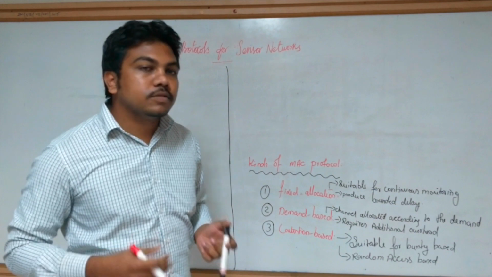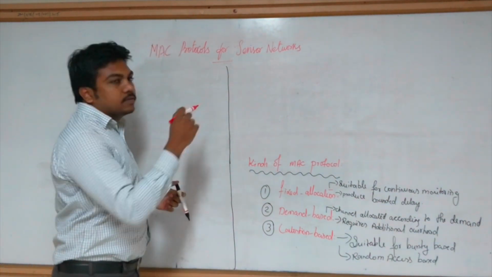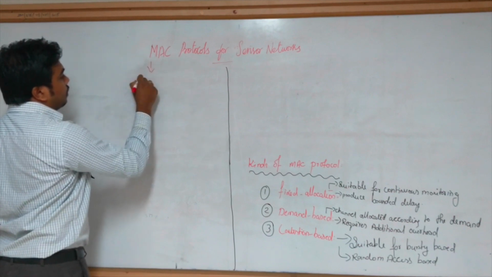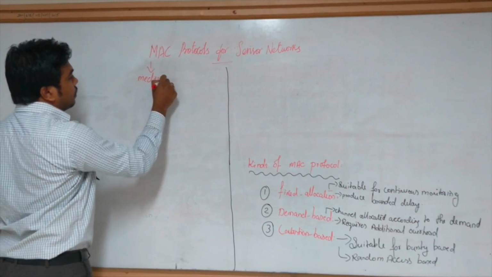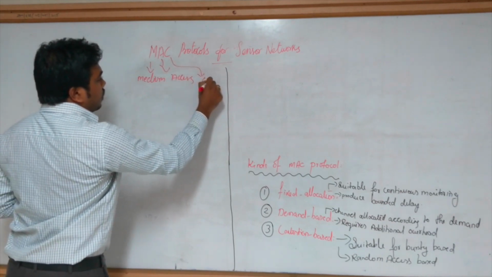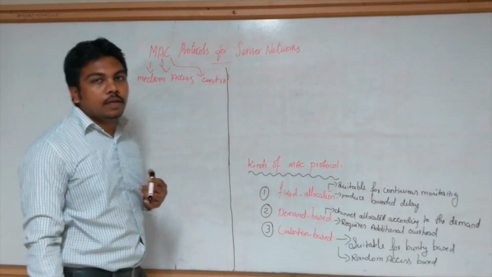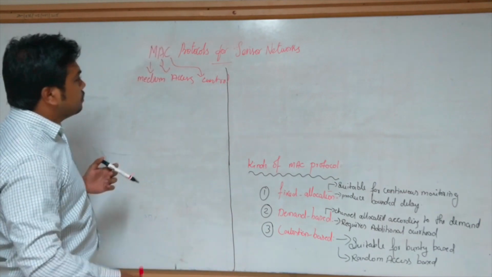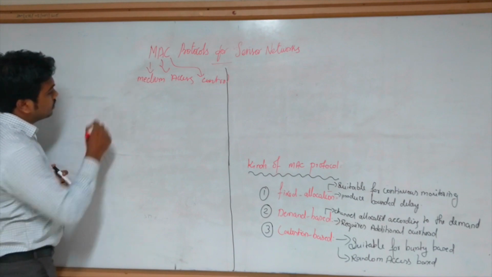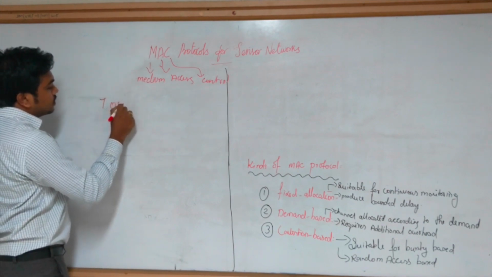Today's topic we are going to see about MAC protocols for sensor network. So the MAC represents medium access control protocol. This medium access control protocol comes under the 7 OSI layers.